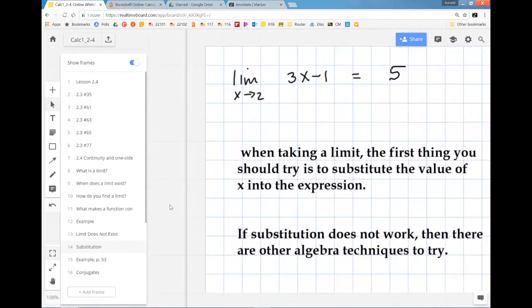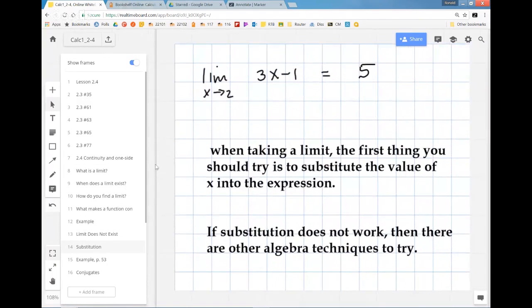Okay, then let's just go over an example of the 3 techniques we learned today. What's the limit of 3x minus 1 as x approaches 2? Here, always try substitution first. Does substitution work? Yep. If you plug it in, 3 times 2 is 6 minus 1 is 5. So rejoice. You've got your limit, and you're done.